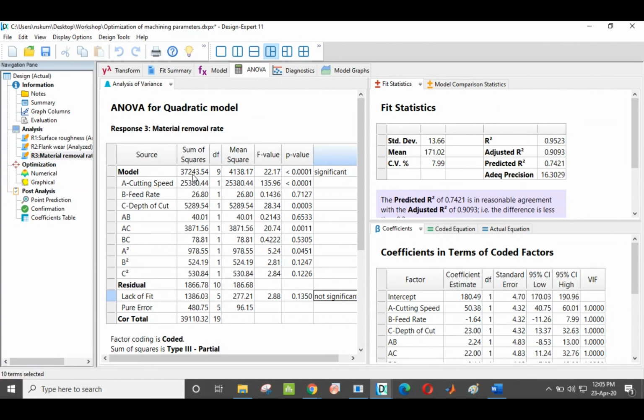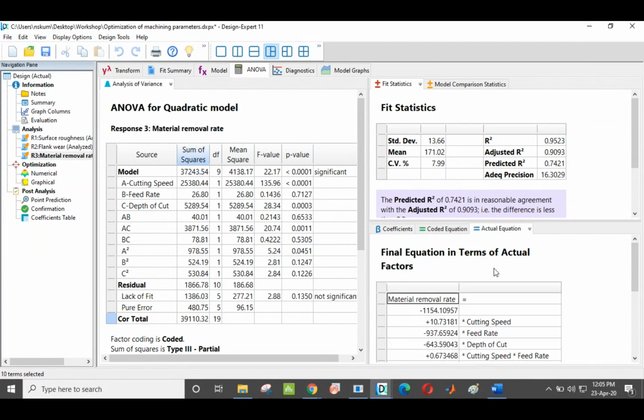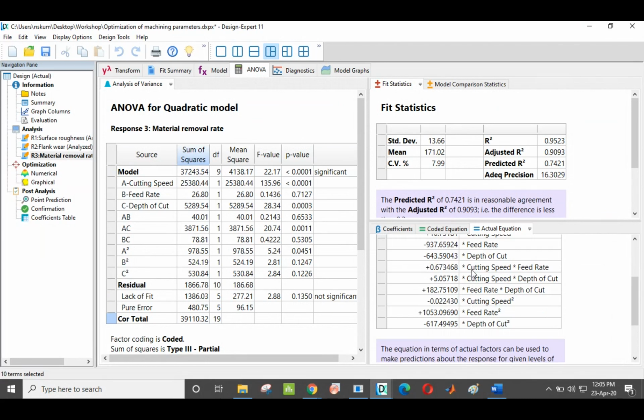So the percentage contribution of the model is this sum of squares, 37,243.54, divided by the corrected total of 39,110.32. The percentage contribution of cutting speed is 25,380.44 divided by the corrected total of 39,110.32. Okay. Now the actual equation is here.